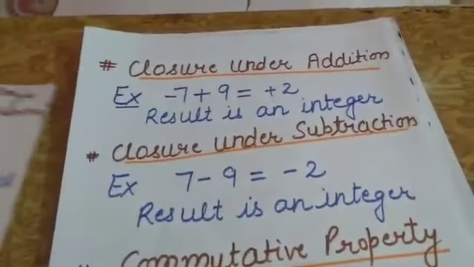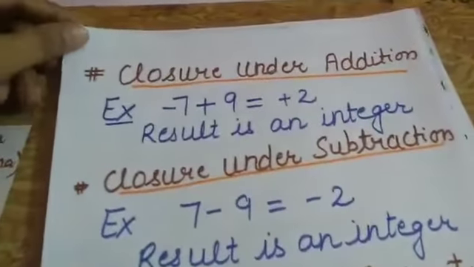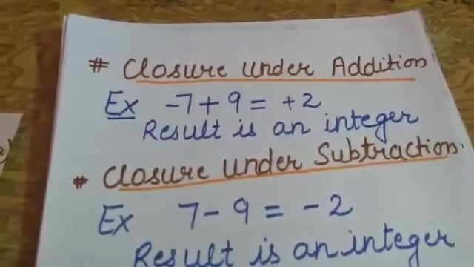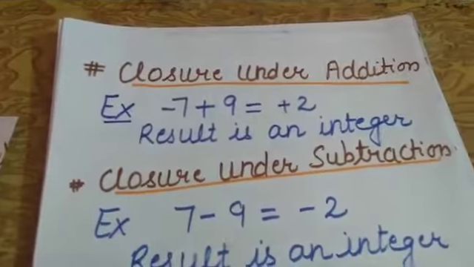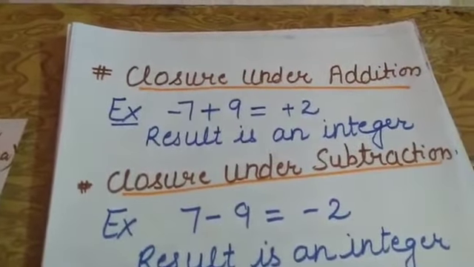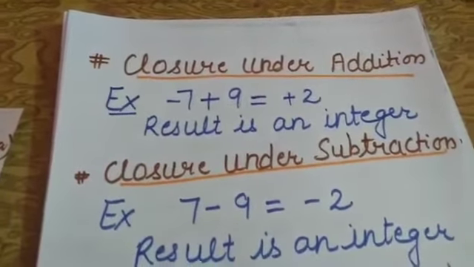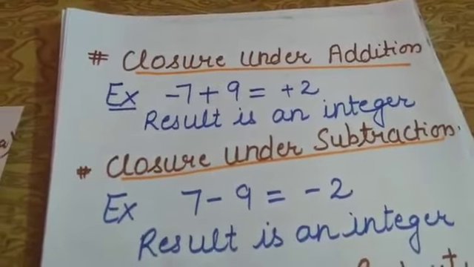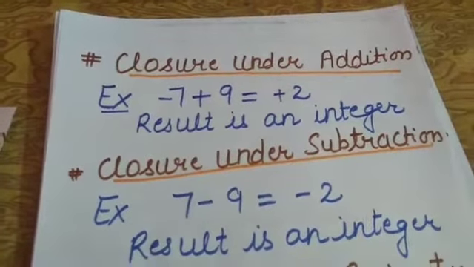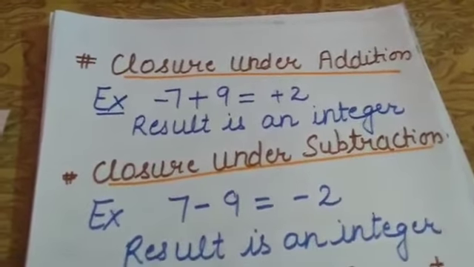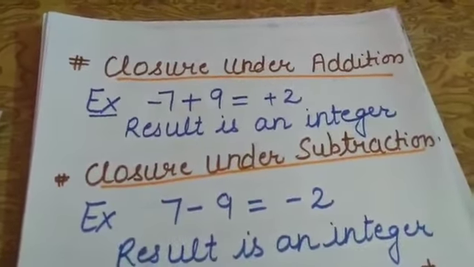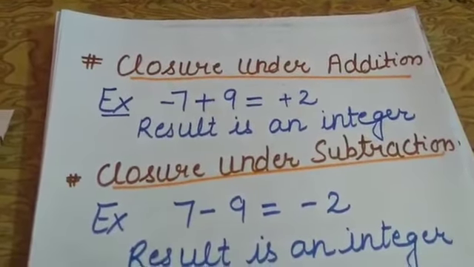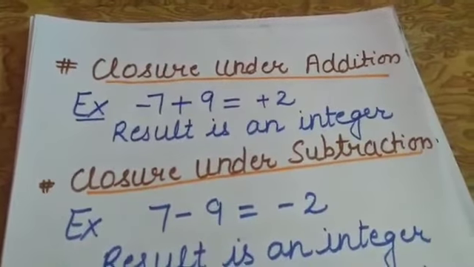The first property which we are going to learn is closure under addition. What this means is, if you are adding any two integers, either positive or negative, the result is always an integer. I have given an example. Suppose you are adding -7 and 9. You will get +2. This is also an integer. So by this example, we can say closure under addition means if you are adding any two integers, you will always get an integer. This is our first property.